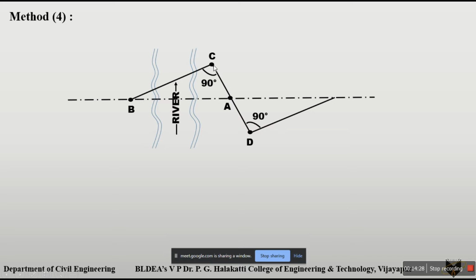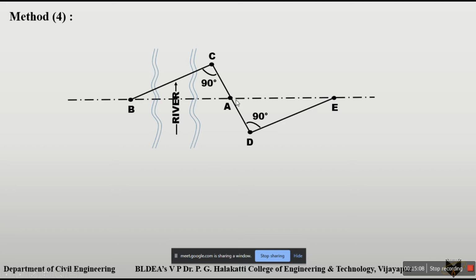Remember that one. After erecting this perpendicular line, you have to fix this point D, where the distance of AD is equal to AC. Then again you have to erect one more perpendicular line at point D along the DC line. Whatever perpendicular line you draw, it is perpendicular to the DC line. This line will cross our chain line at one point. Then fix this point, that is E.